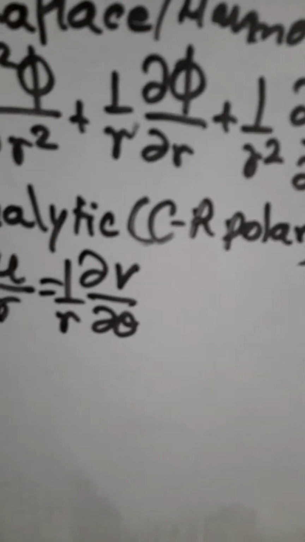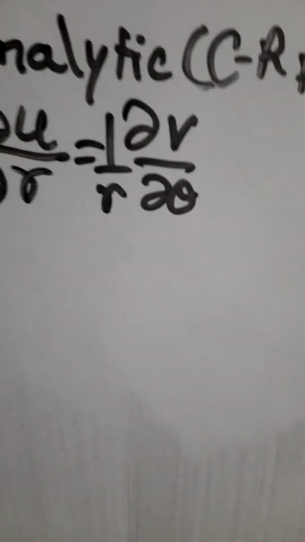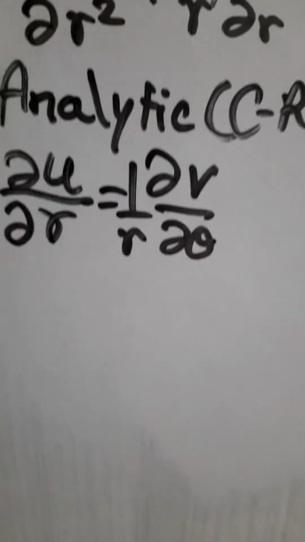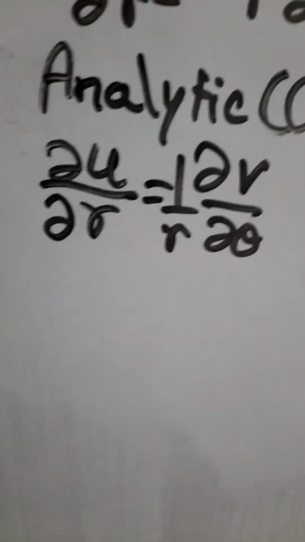What I would do here is the same thing. Del u by del r equals del v by del theta times 1 by r. Since 1 by r comes every time, it comes here also. And the Cauchy-Riemann equation is a linear equation, so there is no square term and no double derivative in it, only a simple single derivative.